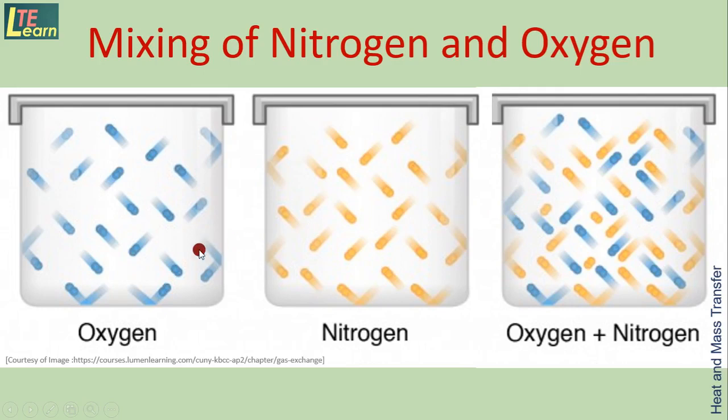In this case, oxygen and nitrogen both are in a gaseous form. When they are mixed with each other, mass transfer takes place among these two gases. That's why it is a gas-gas type interaction mode.